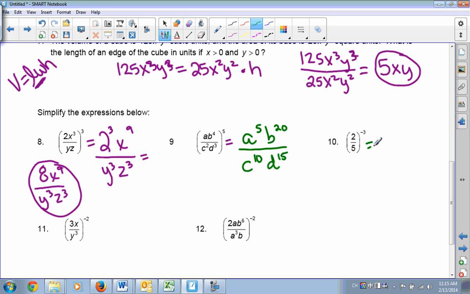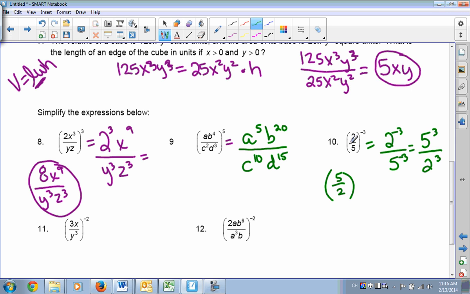Okay, what do we do when we have a negative exponent that's outside? No, you can't just randomly change it. Okay, 2 different things you can do. You can flip now, or you can distribute, then flip. Once you do this, this goes down because it's negative, and this comes up because it's negative. Or you could have just flipped from the beginning.